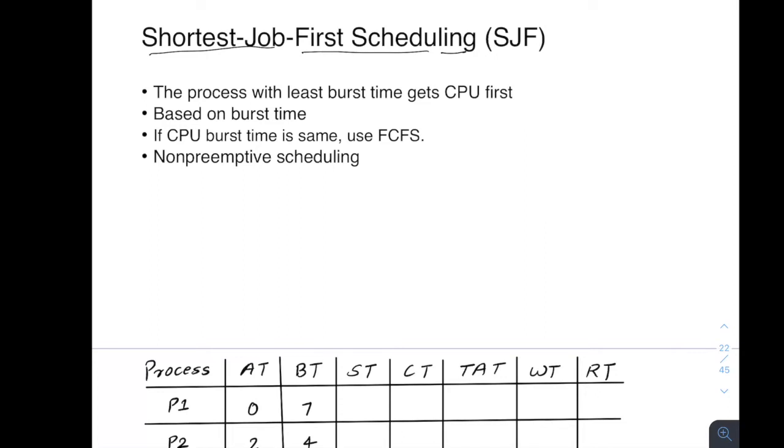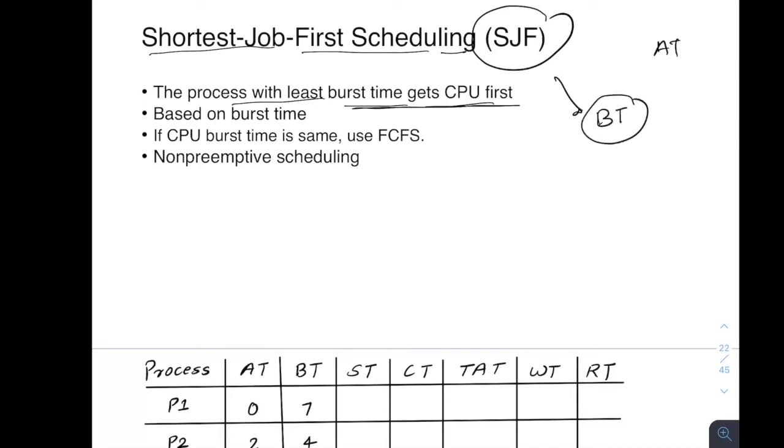Now SJF means the process with the least burst time gets the CPU first. I told you FCFS was dependent on the arrival time of the process. Now SJF is dependent on the burst time of the process. The lesser the burst time, the earlier you schedule it. So the first process scheduled will be the process which has the least burst time among all the processes.